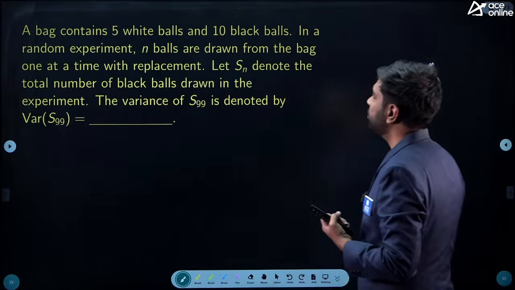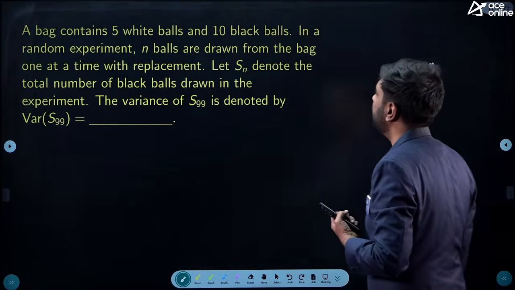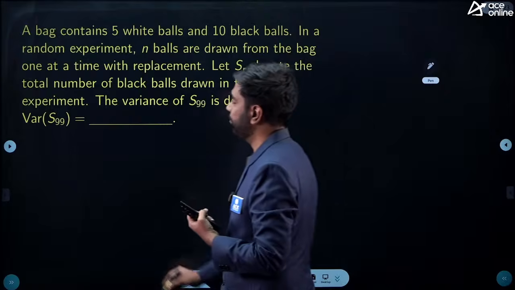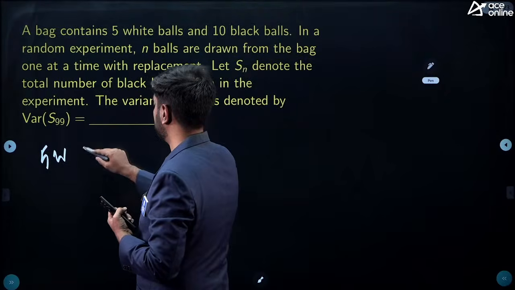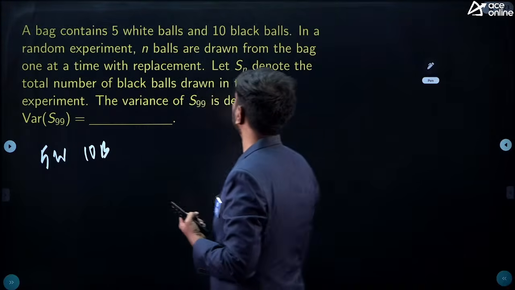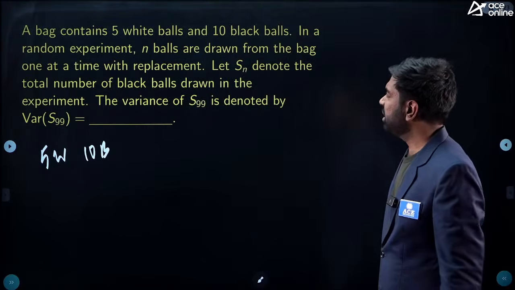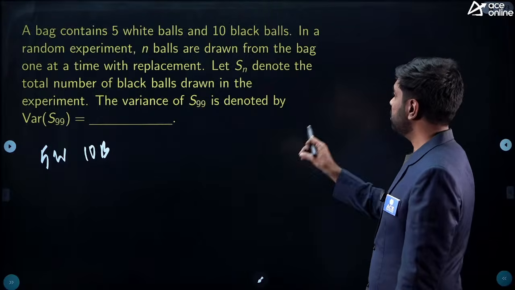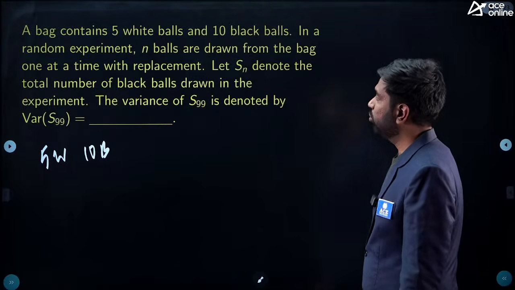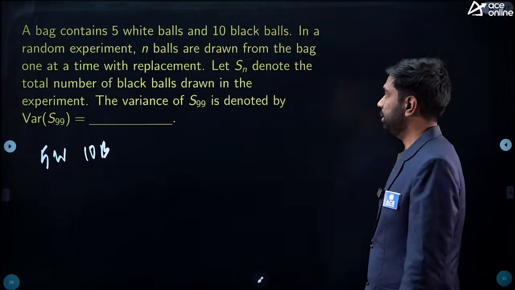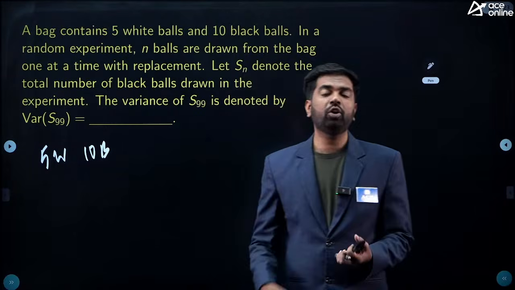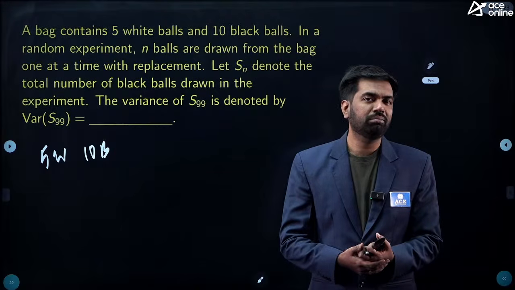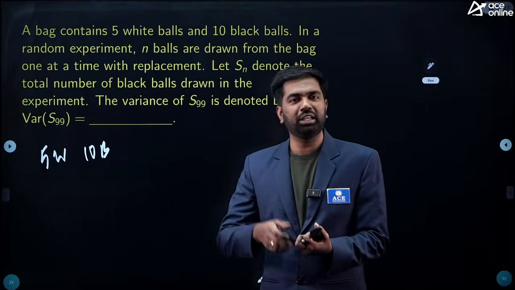A bag contains 5 white balls and 10 black balls. There are 5 white, 10 black. In a random experiment, n balls are drawn from the bag one at a time with replacement. How many objects are drawn? N objects are drawn. How are they drawn? One at a time with replacement.